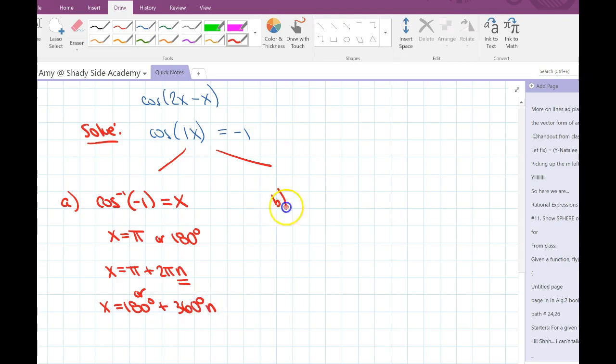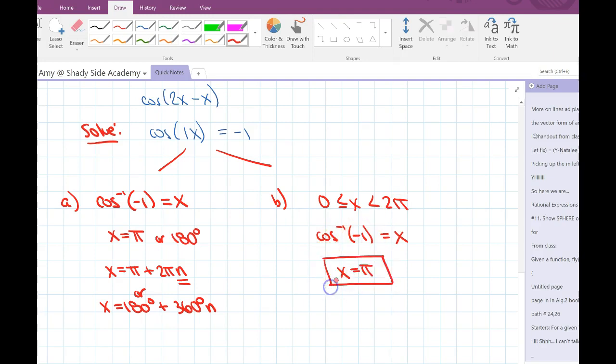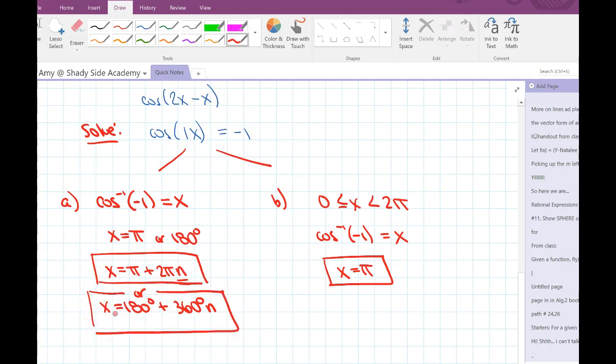Okay, but now part B says only solve for values of x between 0 and 2 pi. So for part B, we're saying only the values of x between 0 and 2 pi that have a cosine of negative 1. This would just be x equals pi. Oh, look at us being forced to revisit old stuff, and aren't we so glad we spiral through our material this way, right? Always going back and forth, forcing us to be comprehensive.